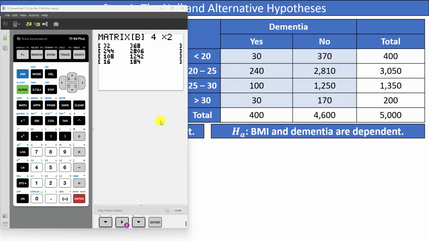So you don't even necessarily need to look at the expected values. We should, I guess, technically check to make sure they're all at least 5. But this is really how the test would be done if we did it by hand, right?